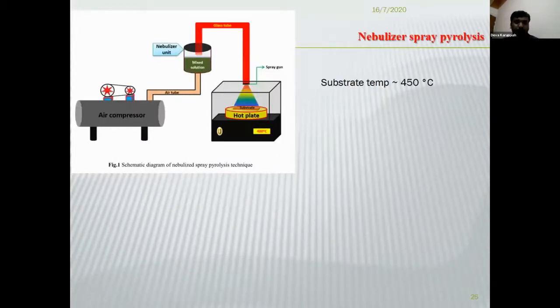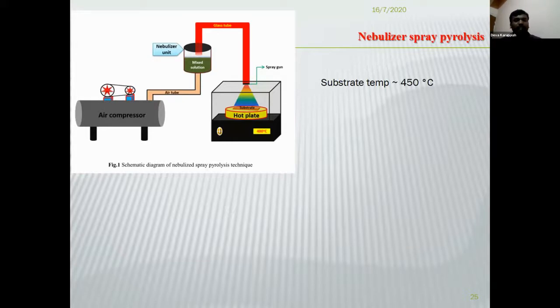So this is the final method, which is called the nebulizer spray pyrolysis method. It is one of the finest methods to prepare films of uniform thickness, and it is very competitive with physical deposition methods, like the ones I have already discussed. Compared to other methods, we can prepare very uniform thickness over the entire substrate.